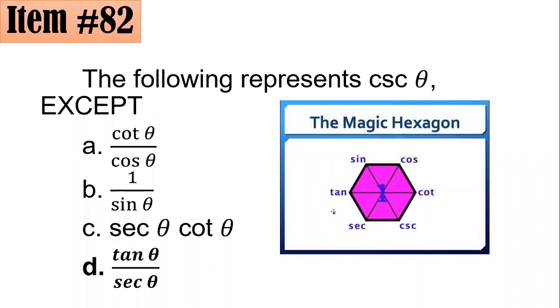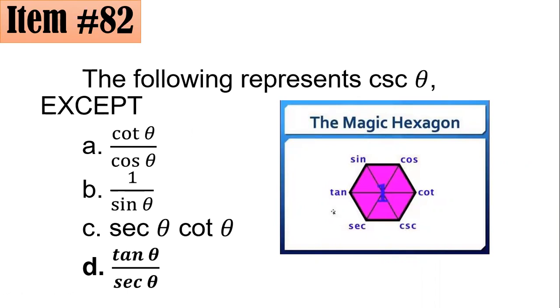To make this simple for you, any function could be expressed as the ratio of two consecutive functions from that function. For example, cosecant is equal to secant divided by tangent. Pwede rin yung cosecant divided by cotangent. Pwede rin siyang cosecant is equal to cotangent over cosine. So letter A po is correct because cosecant is equal to cotangent divided by cosine.